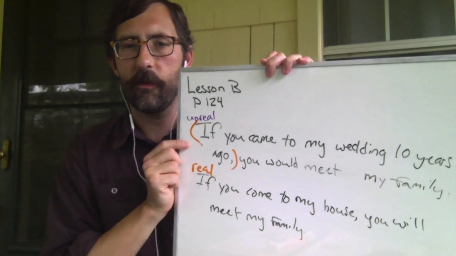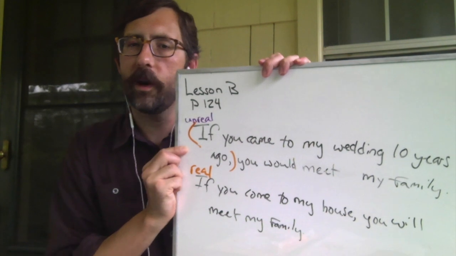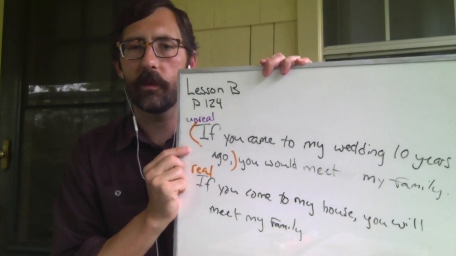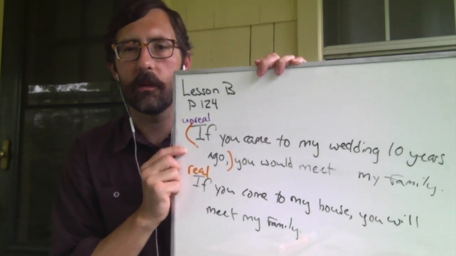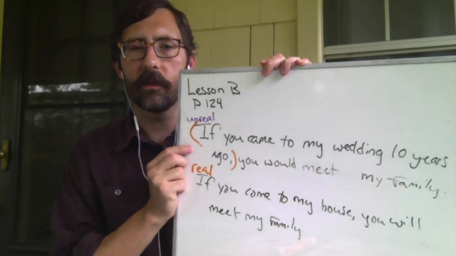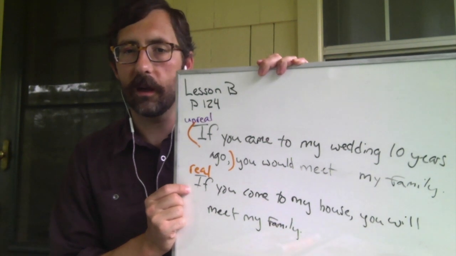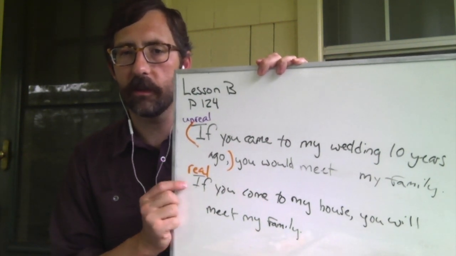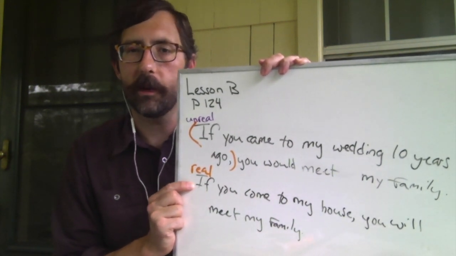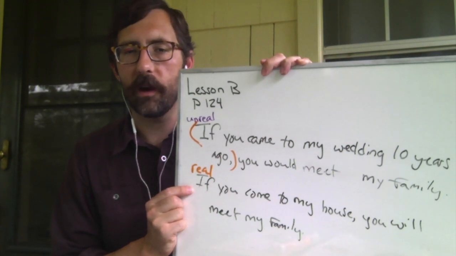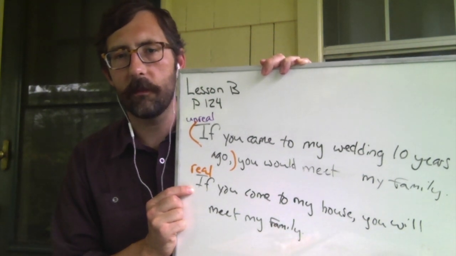Here, you cannot travel back in time 10 years ago to go to my wedding. But we can think about, what if you did? Well, this is what would happen. But there's no way. We're just pretending. We are imagining. And so that's why this is unreal. But if you come to my house, you will meet my family. This is possible, right? You can come to my house. There's nothing stopping you. Well, there's the pandemic. But if I invite you, it is a real possibility that you can come to my house and you can really do this, right?